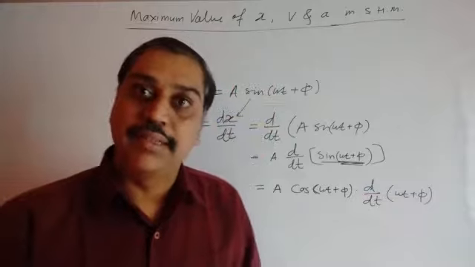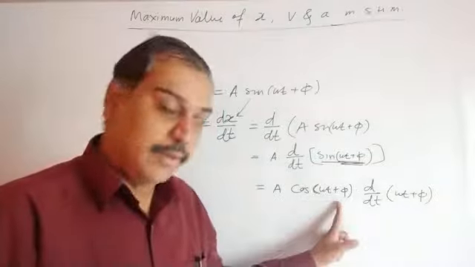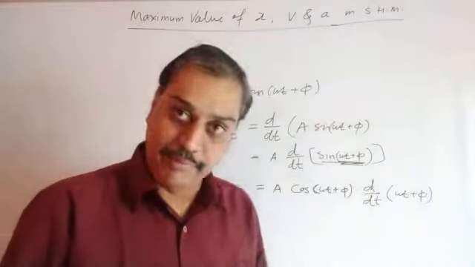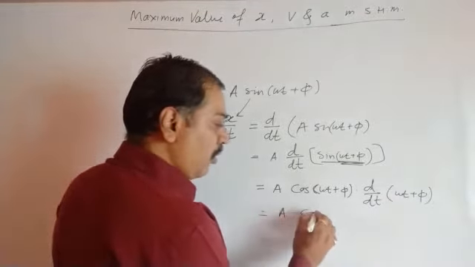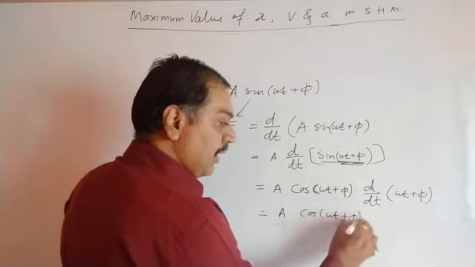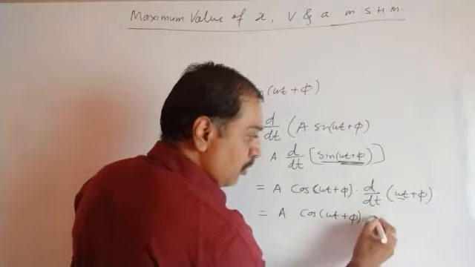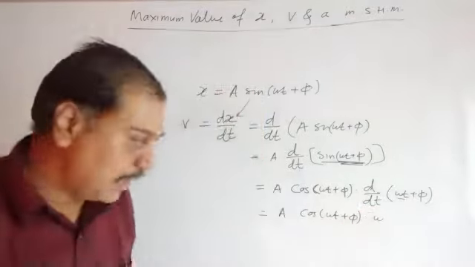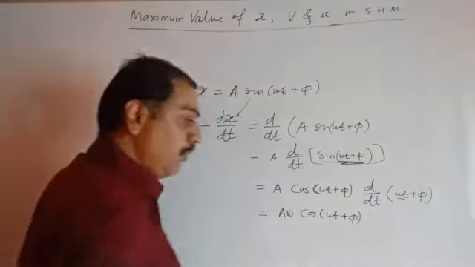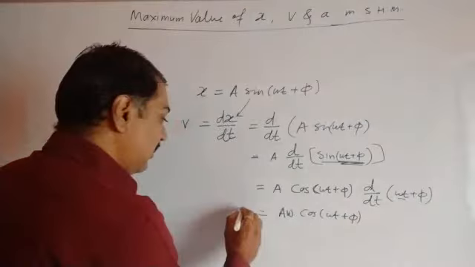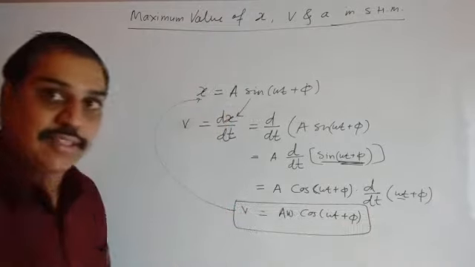Since it is a composite function, we find the derivative of sine, which is cos, as we have written, and then the derivative of the inner term. The derivative of omega t with respect to t is omega, and phi becomes 0. Taking this omega out, we can write a omega times cos of omega t plus phi. This is the equation for velocity, derived from the displacement.